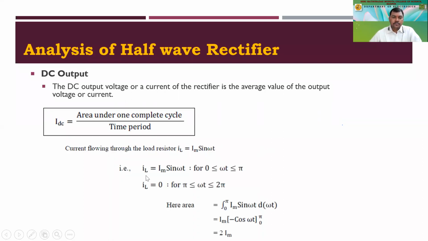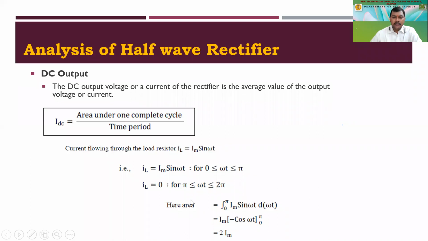Now IL is equal to Im sine omega t for 0 less than or equal to omega t less than or equal to pi. During this 0 to pi region, we will have this type of signal. During the negative half cycle, from pi to 2 pi, the current flowing through should remain 0. So during the positive half cycle we have Im sine omega t, and during the negative half cycle the current is equal to 0.